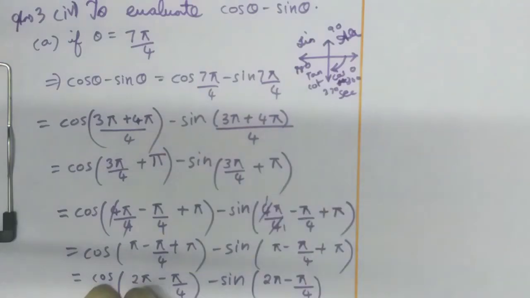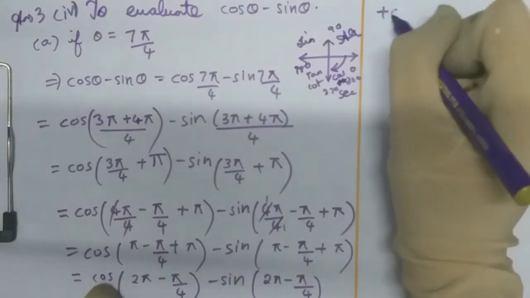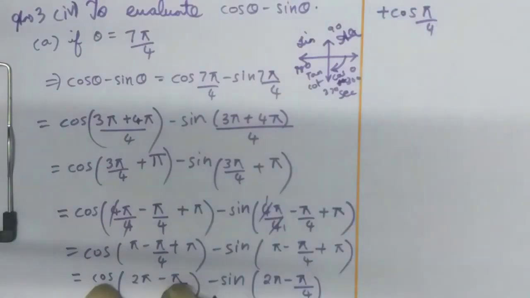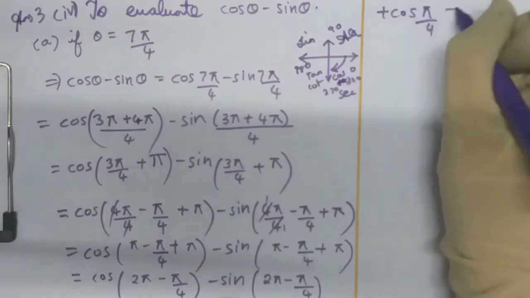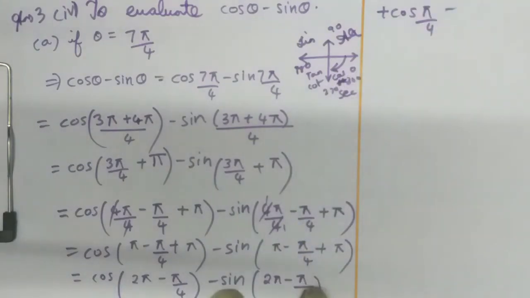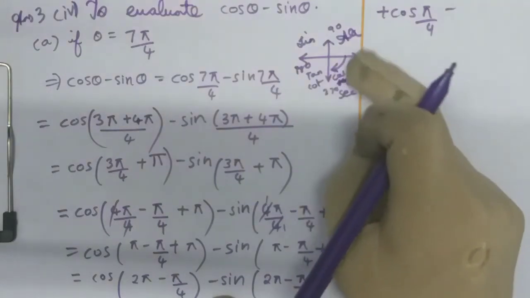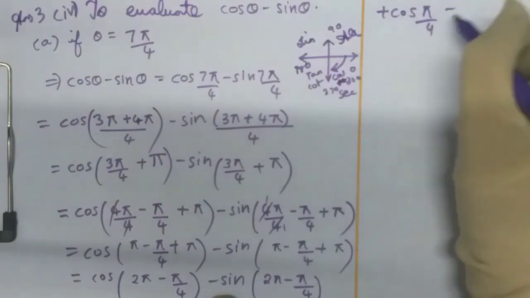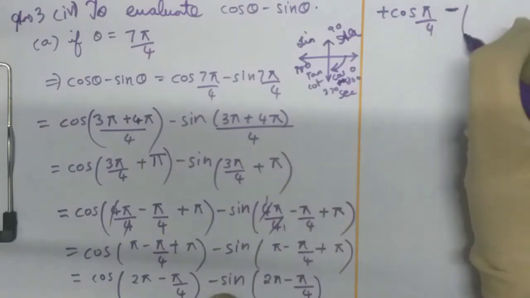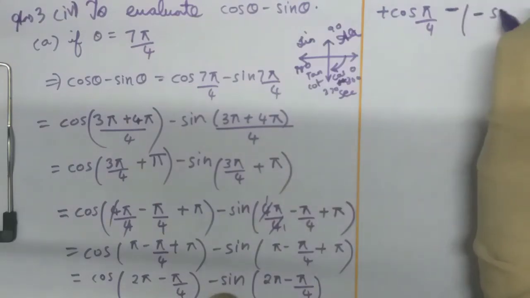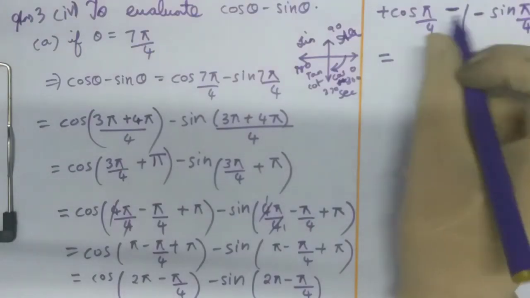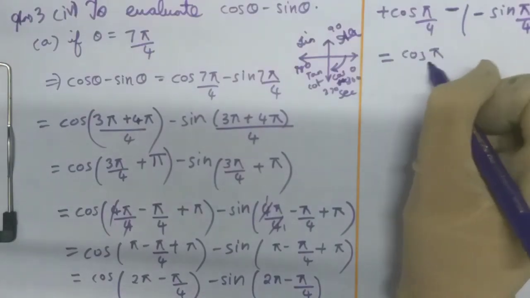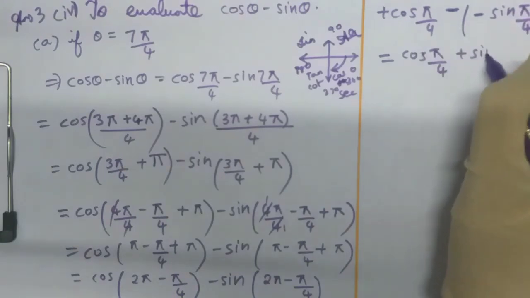So I'll have cos pi by 4, because cos of 360 minus theta is cos theta. Minus sine of 360 minus theta: sine is negative in the fourth quadrant, so it will be minus. Minus was already there, so I will also have one more minus sine pi by 4. So I'll have cos pi by 4, minus into minus is plus sine pi by 4.